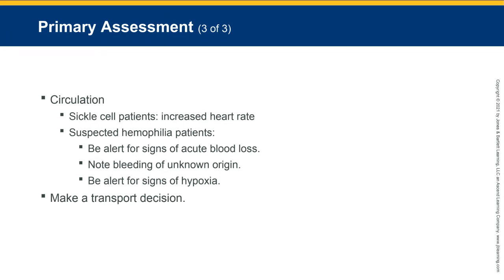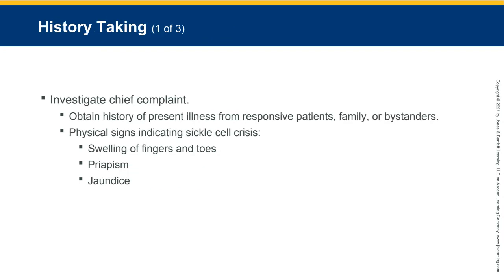Make a transport decision. So after your ABC assessment and management, what is your patient's GCS? You can check the pupils at that point if you want to. Is it a load and go patient? Do you need to do a rapid scan or focused exam? After you package a patient, if the patient is communicating, then we want a history, OPQRST. Then vital signs will follow in the secondary.